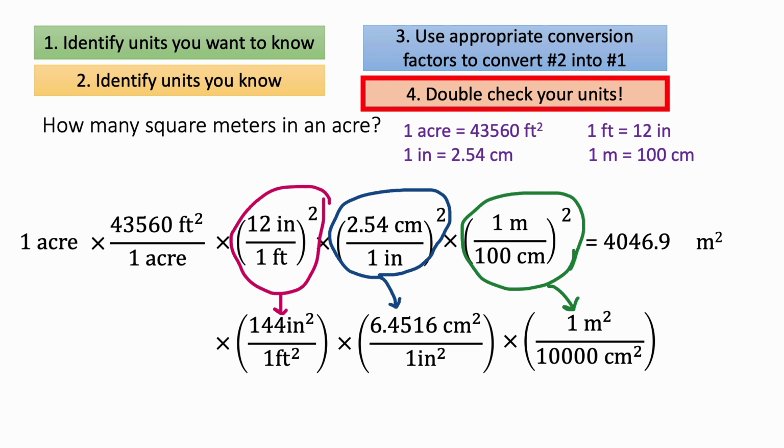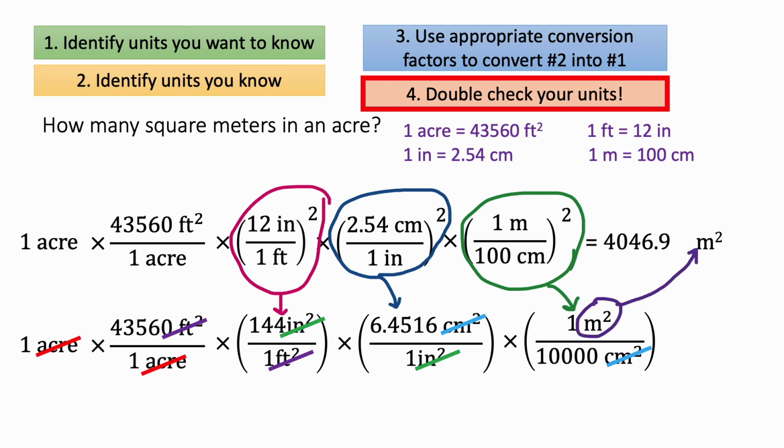And then let's throw in the stuff that we aren't changing right here, and let's check our units. So here we have acres converting away, square feet converting away, square inches converting away, and square centimeters converting away. And the only thing that's not converted away is square meters, which is what we want. So that was set up correctly.